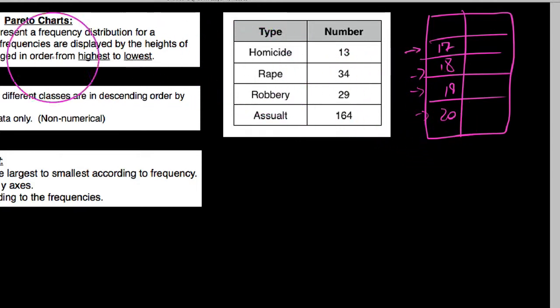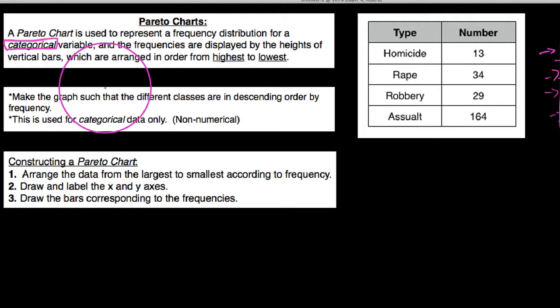But in this instance we could say for the most part Pareto charts are used for qualitative data types, so things that are non-numerical, such as these categories right here. The other thing to mention about Pareto charts is this: the frequencies are displayed by the heights of vertical bars, and they are arranged in order from highest to lowest. So a Pareto chart must always be in this reverse J shape. We'll talk about what we mean by that here in a second.